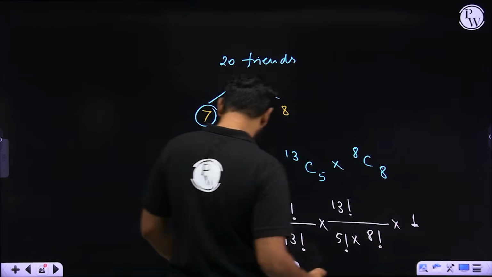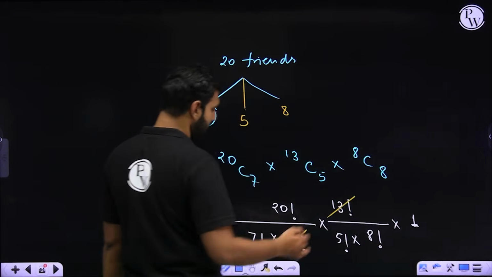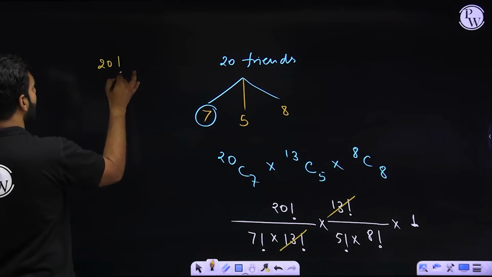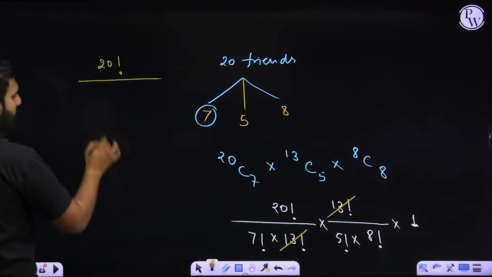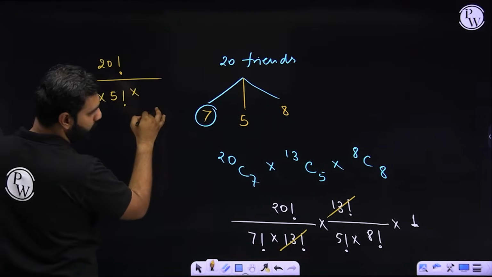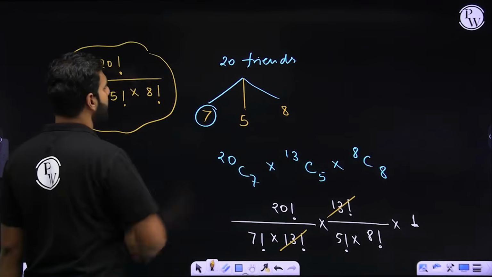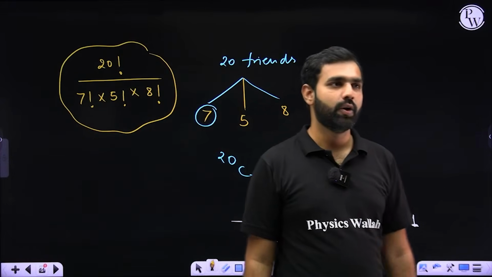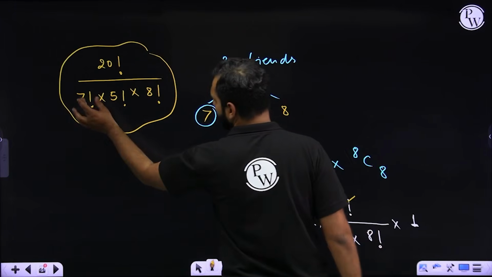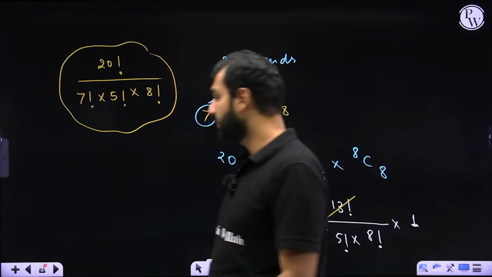If I simplify this result, 13 factorial and 13 factorial are cancelled. Do you not think the conclusion I'm getting is 20 factorial upon 7 factorial into 5 factorial into 8 factorial? Are you not noticing a certain pattern here? I had a group of 20 people, right? Out of these 20 people, I wanted to divide them into a group of 7, 5 and 8. Do you not think that we have developed a formula here?